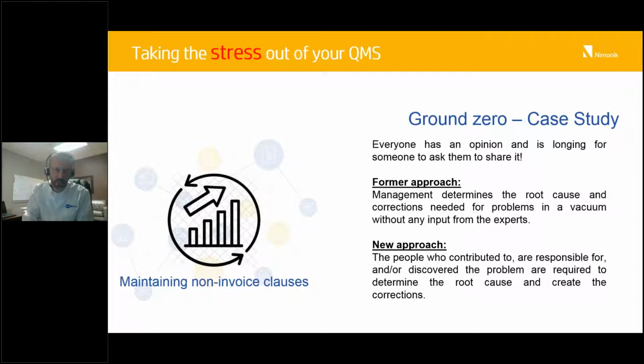The new approach they started to take is that the people who contributed to or were responsible for the nonconformance, or the people who discovered it, were required to determine the root cause, come up with the corrective action, and implement it. And what happened was they actually spent less time the next year on corrective actions than they did before. One person spent more time in 2018 than 5 or 6 people spent in 2019. So the company actually saved time and saved money by doing it right the first time.